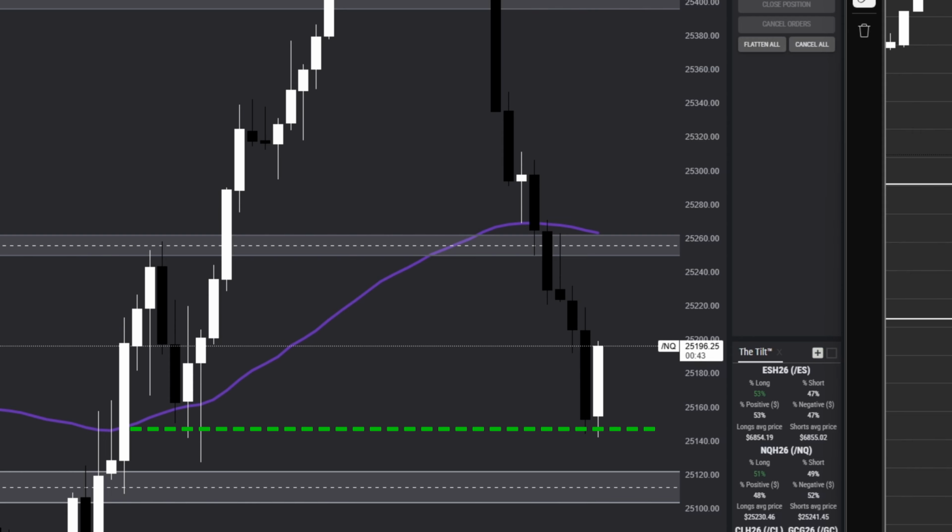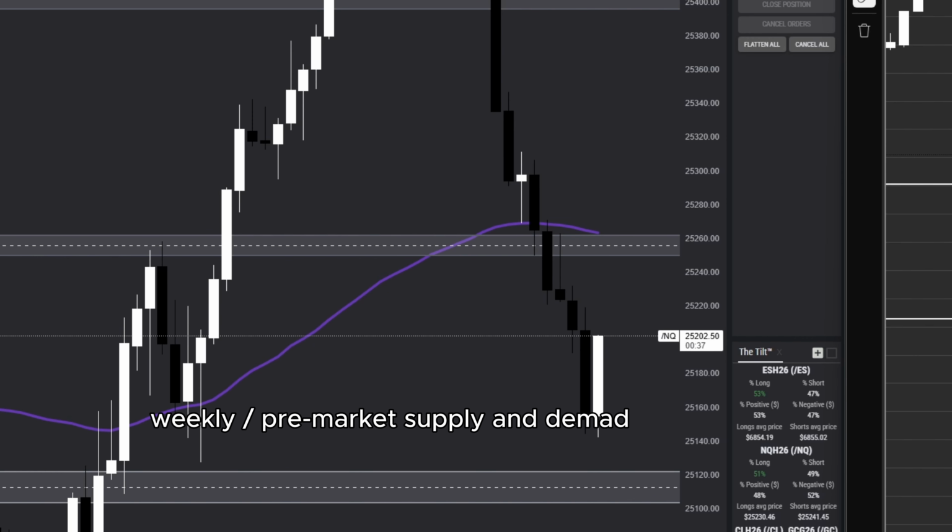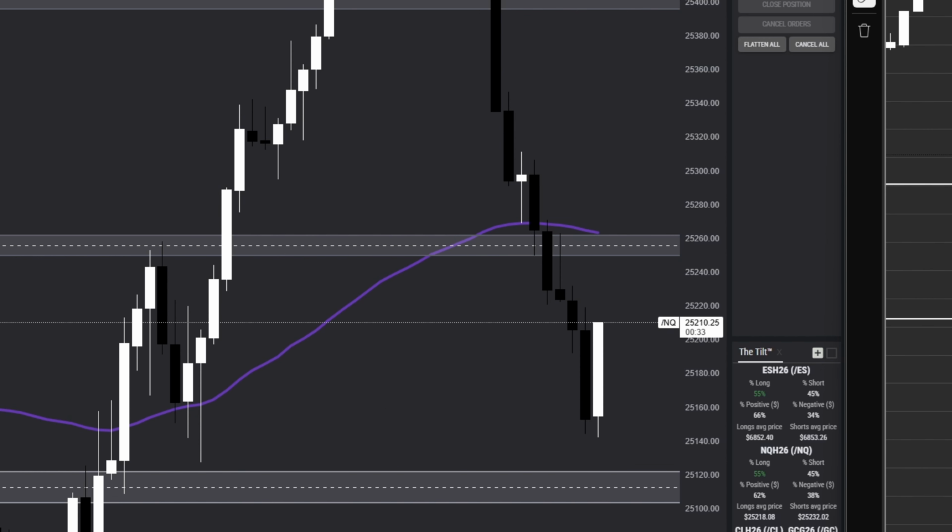So in summary, the VVIX or the VIX can help you identify the overall market momentum. Key levels from the week or the pre-market can play out as good key support and resistance intraday, and knowing where the VWAP is can prevent you from getting caught in a bounce or getting long into a rejection.